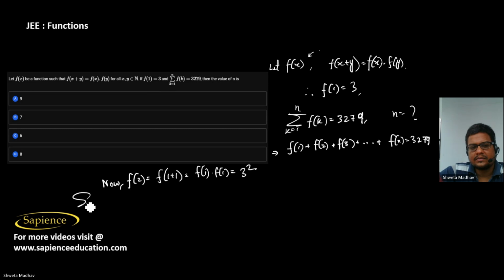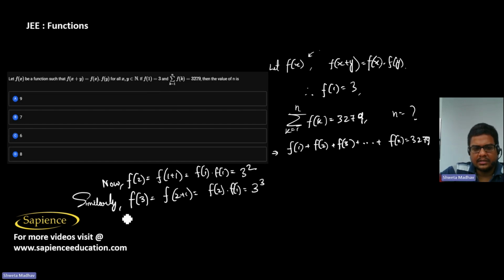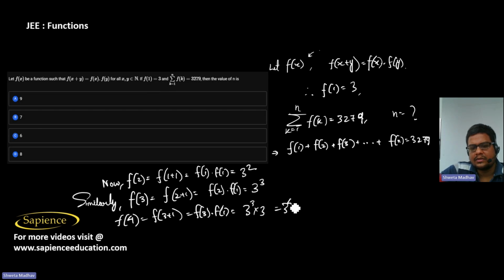Similarly, we can say that f of 3 will be equal to f of 2 plus 1. So that will be f of 2 into f of 1, that will be equal to 3 power 3. Similarly, f of 4 will be equal to f of 3 plus 1. So that will be f of 3 into f of 1. So f of 3 is 3 power 3 into 3, that is equal to 3 power 4. So therefore f of n is actually equal to 3 power n.